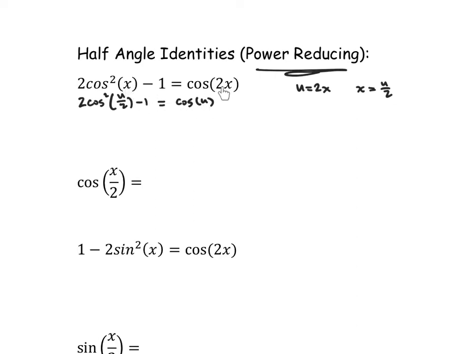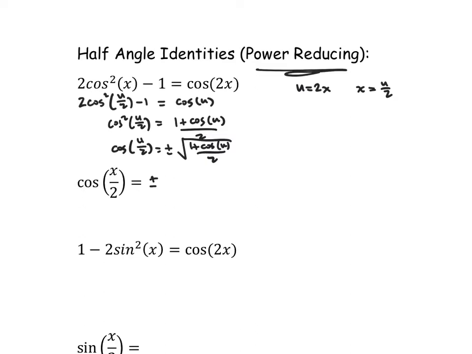Now you could already see that x is half of 2x, but just formally we can go through it this way. Now I'm going to add 1 and divide by 2. So I'll get cosine squared u over 2 is equal to 1 plus cosine of u over 2. So then cosine of u over 2 is equal to plus or minus the square root of 1 plus cosine of u over 2. So cosine of x over 2, very similarly, will be plus or minus the square root of 1 plus cosine x over 2. All right, there's cosine of x over 2.